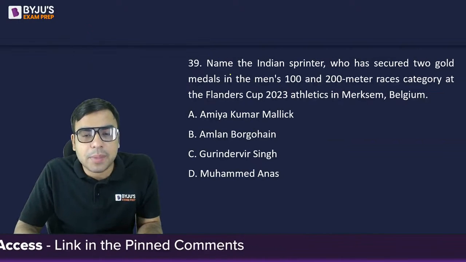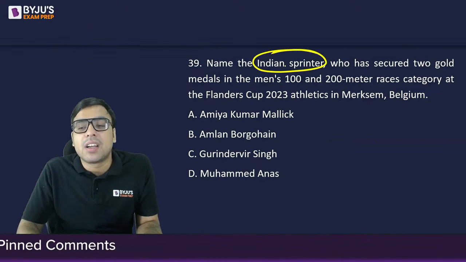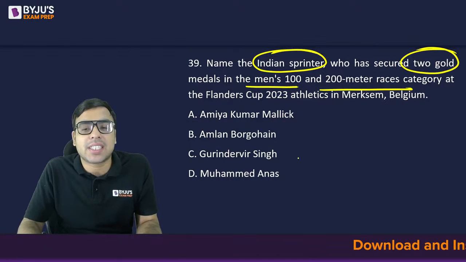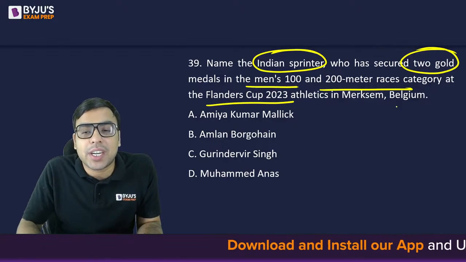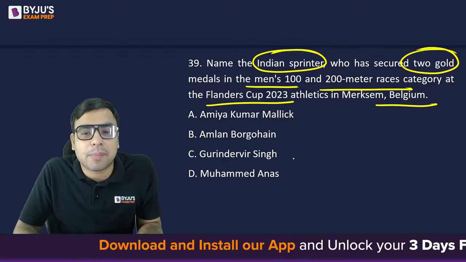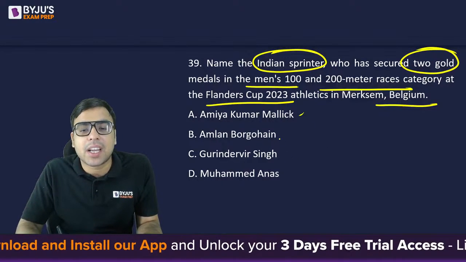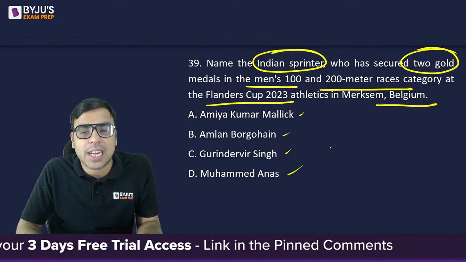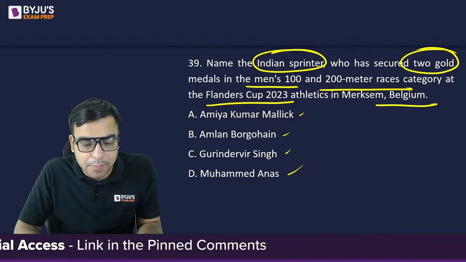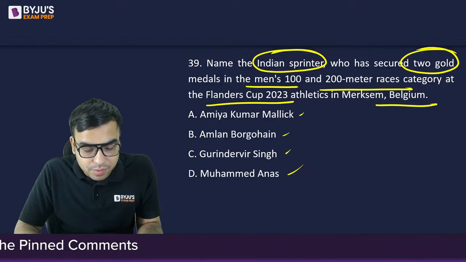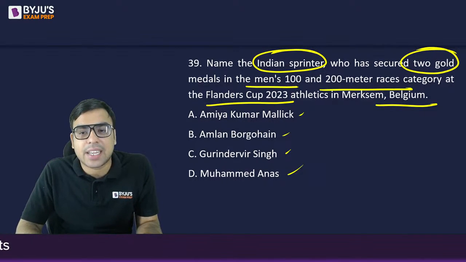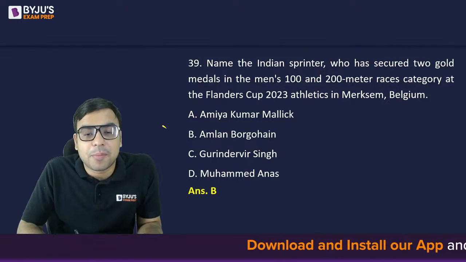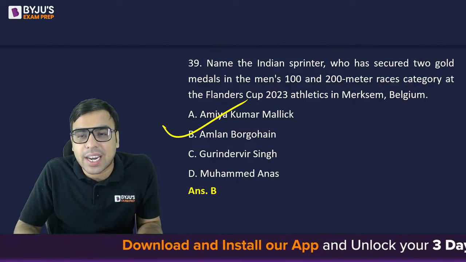The next is question number 39. Name the Indian sprinter who has secured 2 gold medals in men's 100 and 200 meter race category at Flanders Cup 2023 in Merksem, Belgium. Your options are Animesh Kujur, Amlan Borgohain, Gurindervir Singh, Muhammad Anas. What is the right answer to this question? आप बताइए क्या सही जवाब है. The right answer is actually B. Amlan Borgohain is the right answer to this question.